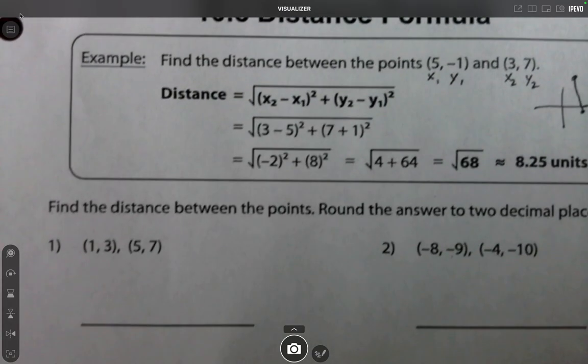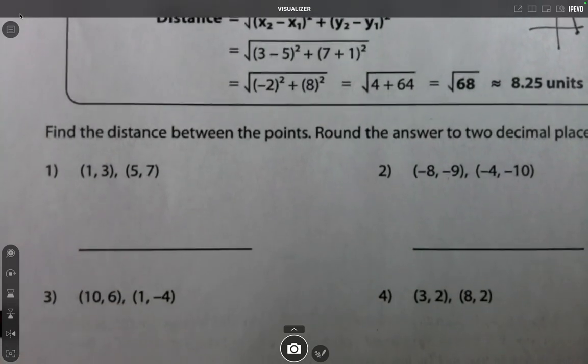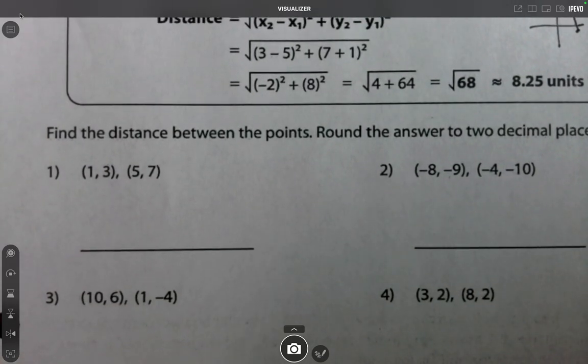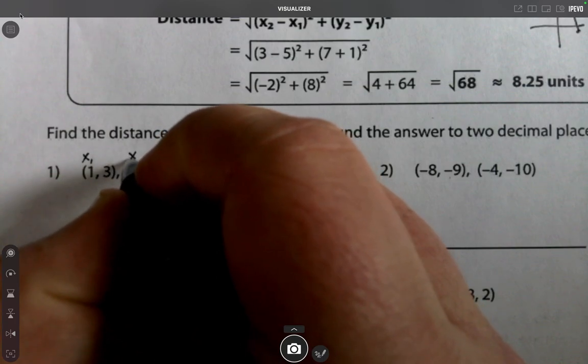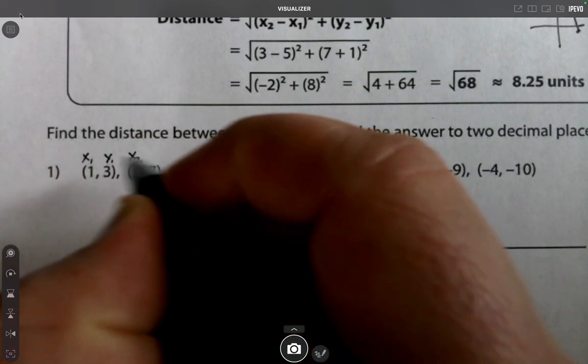So let's practice these. Now I'm not going to label x1 and y1 all the time, but I think it'd be helpful the first few times for me to do that, for you to make sure you know what is going where.